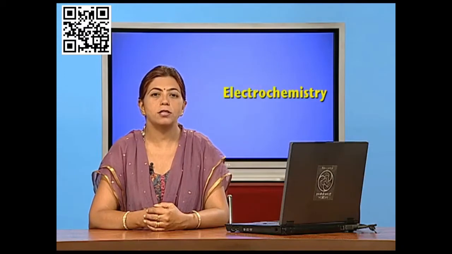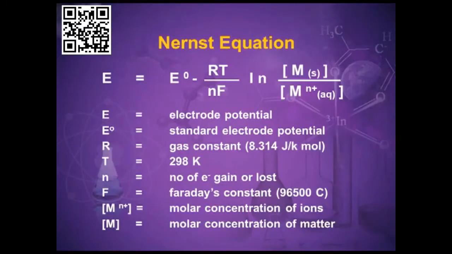But when the concentration is not unity, then how to measure the electrode potential? Then we use the Nernst equation. Let me tell you what that is. The Nernst equation is E equals E naught minus RT upon nF natural logarithm of the concentration of the reduced state upon the concentration of the oxidized state.